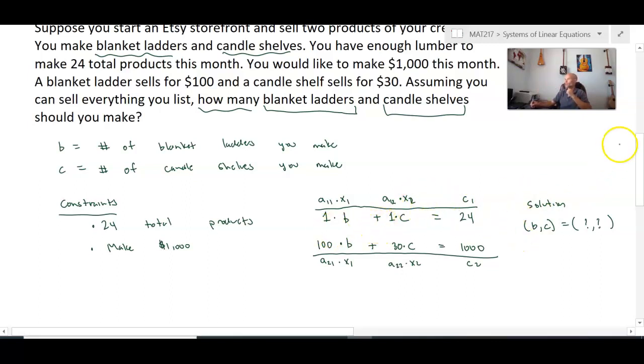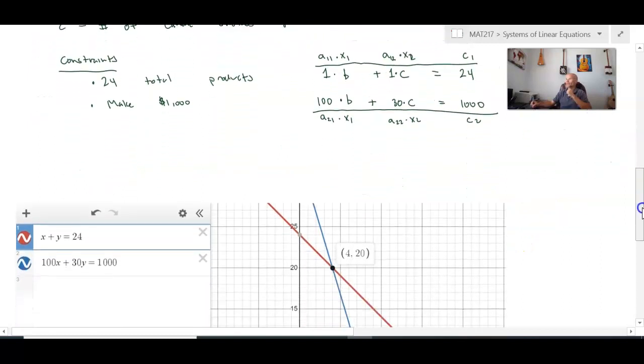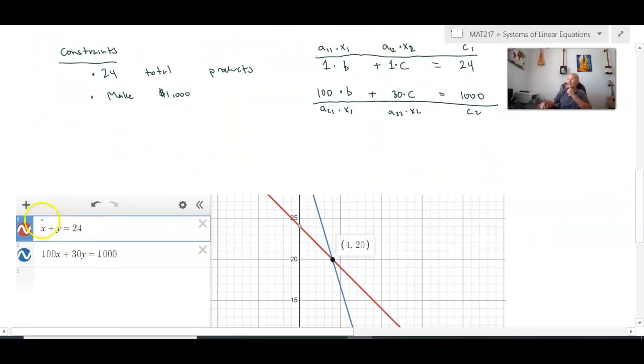But one thing we could do is just, in most graphing utilities, enter these, and here I'm letting X be B and Y is equal to C. I have to use X and Y in most graphing utilities, so I just graph X plus Y equals 24, that produces the red line. 100X plus 30Y equals 1,000, that produces the blue line. And I see that the solution in this case, the point that makes both equations simultaneously true, is the point 4, 20.